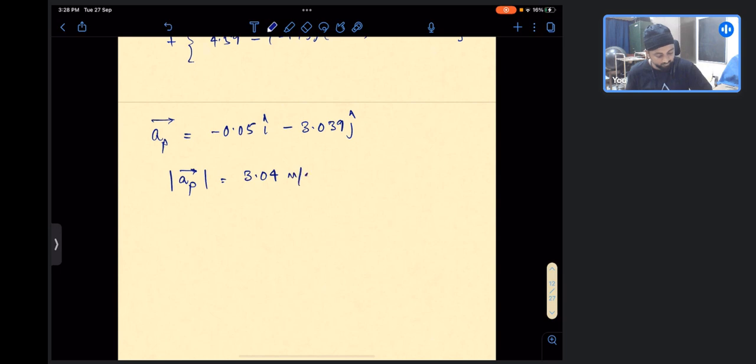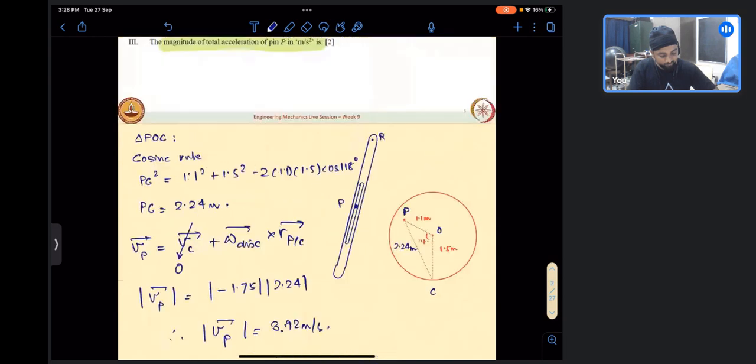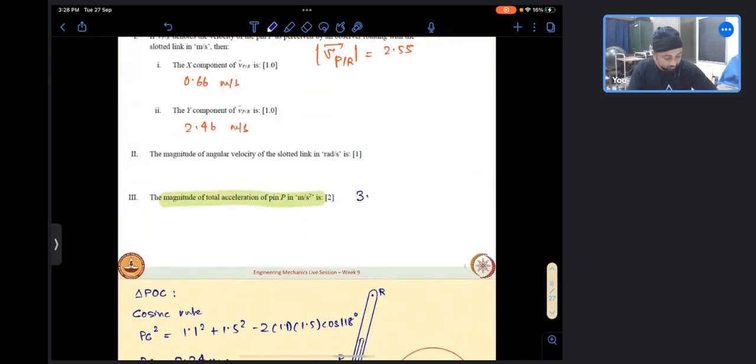So this is our final acceleration of P, 3.04. Let me put that in red itself. So it is 3.04 meters per second squared, and the angular velocity we had got as 1.08 radians per second.